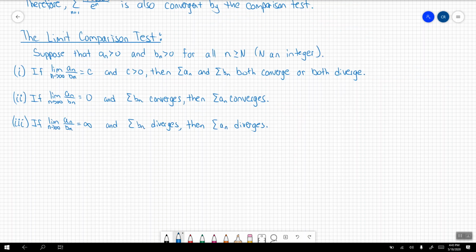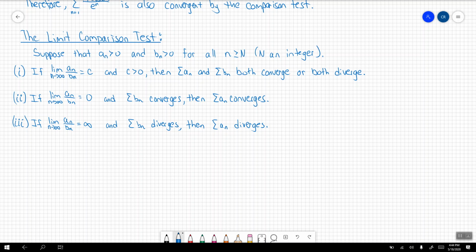All right, so here's your limit comparison test. We're going to have that suppose a sub n is greater than 0 and b sub n is greater than 0 for all n that are greater than some integer of our choosing. Number 1, if the limit of the ratio of those two functions is equal to a constant, and that constant is greater than 0, then both of the series must either converge or both of them must diverge, which is really interesting and handy to know.